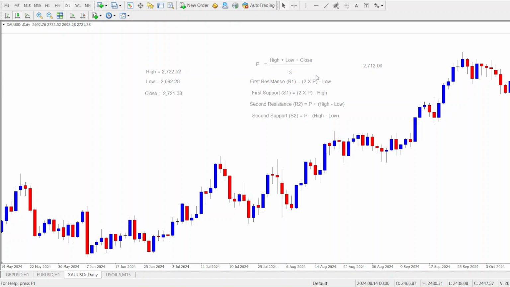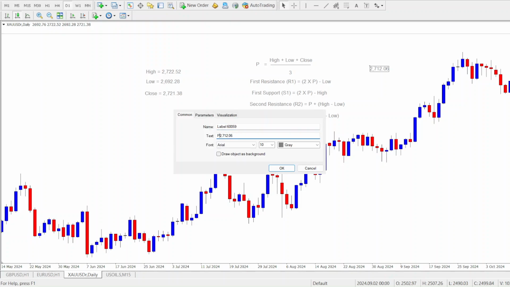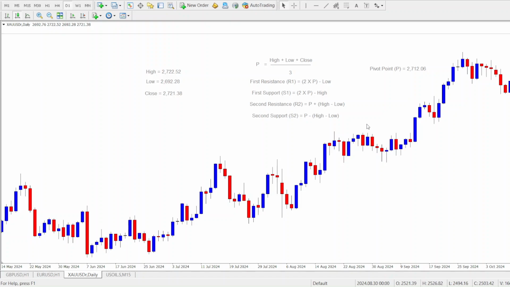Now, if we want to calculate the first resistance using these figures, first resistance is equal to 2 multiplied by the pivot point. Remember that this is the pivot point. Let me write it down. Pivot point, which is P, equal to this. So first resistance is going to be 2 multiplied by this minus our low.